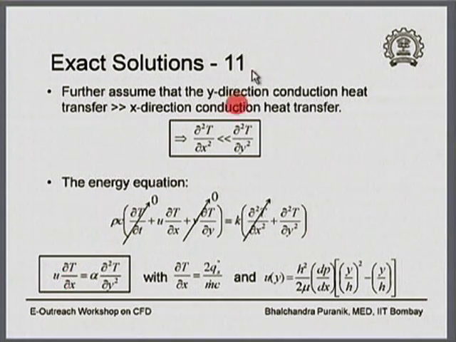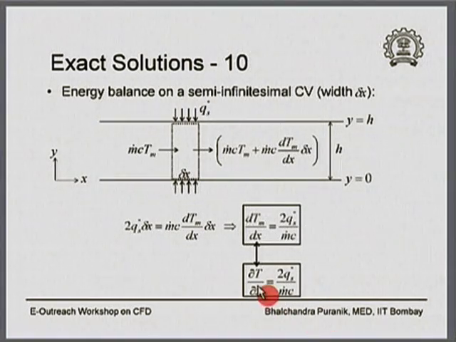solved subject to the u velocity profile being already determined from the flow solution, as given on the bottom right of the slide, and this energy balance giving us 2 times q double prime, which is the wall heat flux, divided by mass flow rate times the specific heat, equal to the partial derivative of T with respect to x.